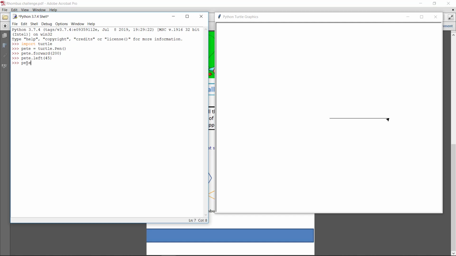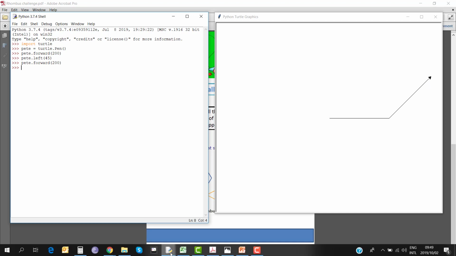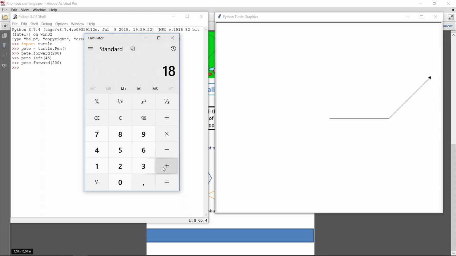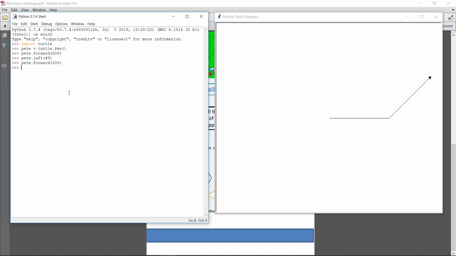And then we go forward with our next side. Again, 200, because remember, all of the sides are equal, okay? So now we need the acute angle over here. And we said it's going to be 45 degrees. But once again, we can't make the turtle turn 45 degrees because then it's going to go up over here. We have to measure our degrees from the other side, from this line over here. Which means, once again, we have to take 180 degrees and deduct our 45 degrees, and that's 135 degrees, and that's the amount of degrees that Pete the Turtle needs to turn. So let's do that.